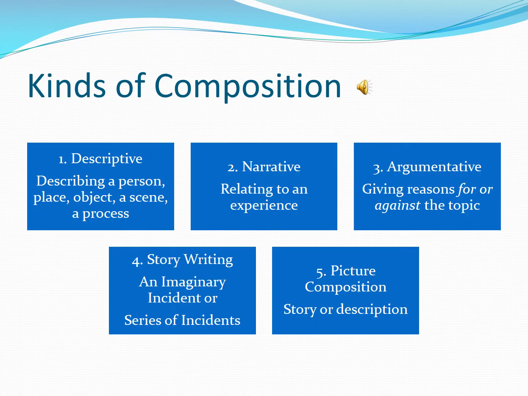There are 5 types of composition. The first one is descriptive. That means you have to describe a person, place, object, a scene, or a process. Second comes the narrative, which is related to an experience, for example, a visit, a scene, or a walk, etc. Third comes the argumentative. You have to give your arguments for or against the motion.